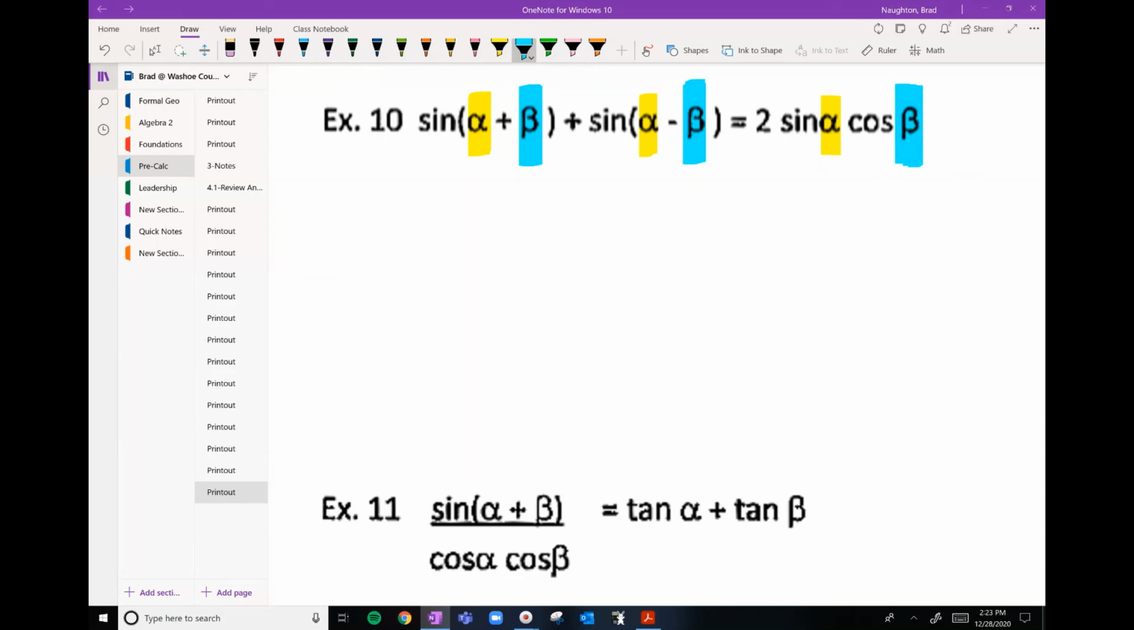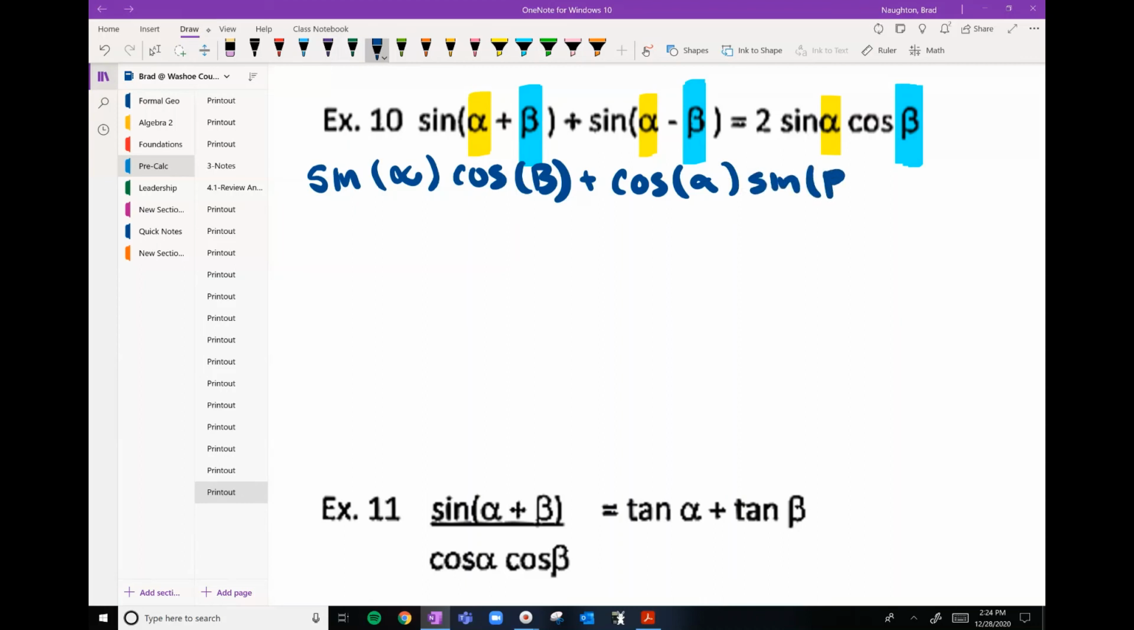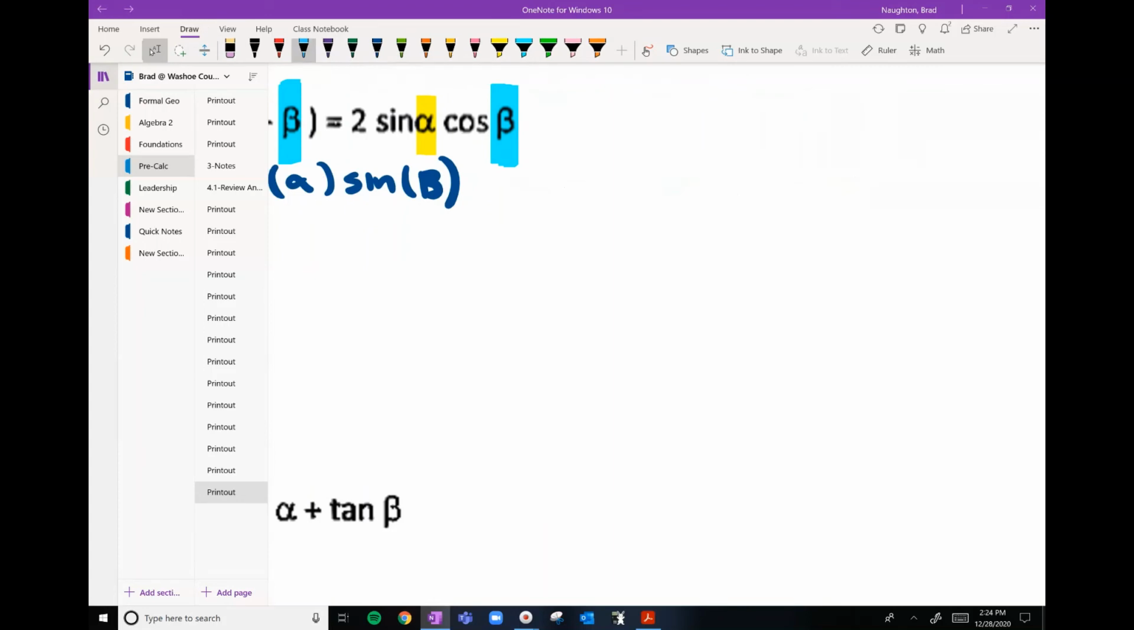Alrighty. So what we're going to do is look at this. Here I have a plus and this is a minus. So let's write our sine rule here. It's going to be sine of alpha, cosine beta, plus cosine alpha, sine of beta. Making sure that looks good. Looks alright so far. Then we'll do the next part here.